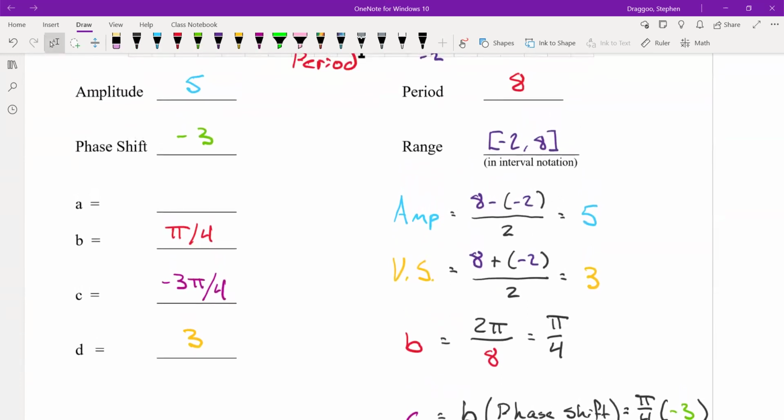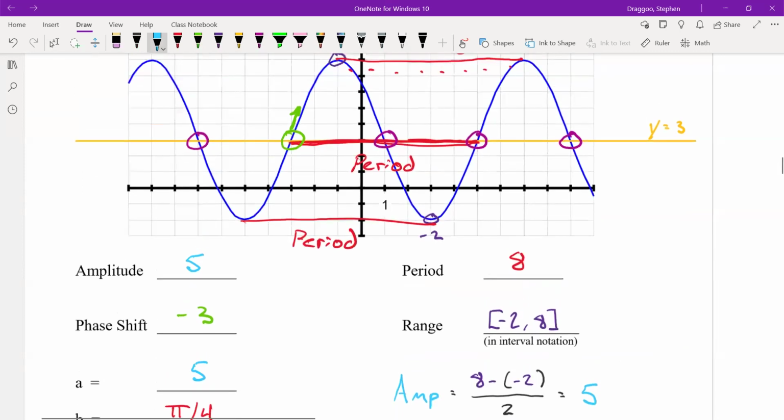All right, and lastly, let's get A. Save that one for the very end. I know the number for A is going to be 5, but I have to decide if A is positive or negative. And the positive or negative value on A all depends on the phase shift that I selected.